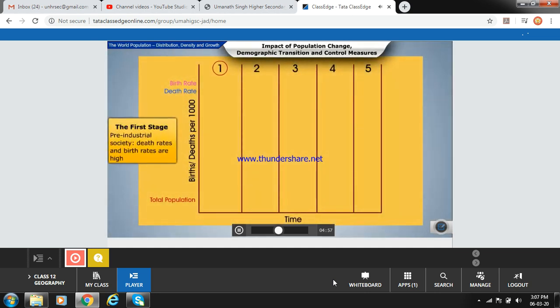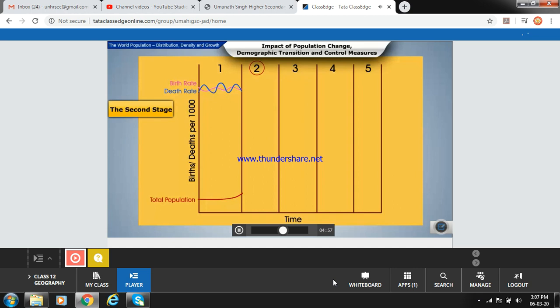In the first stage, the pre-industrial society, death rates and birth rates are high and roughly in balance. Population growth is also slow and most of the people are engaged in agriculture. Life expectancy is also low and most of the people are illiterate.